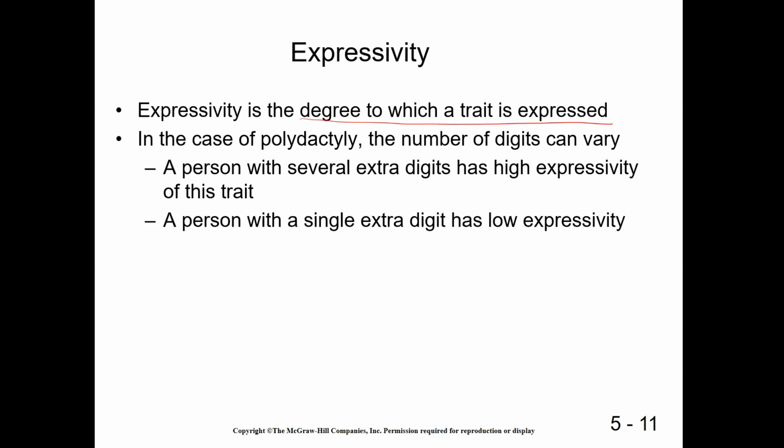The individual can have several. The person with a single extra digit that is not fully functional would be considered low expressivity. An individual with 2 extra digits that are functional would be high expressivity. So expressivity is the degree to which the trait is completely expressed. Penetrance is the proportion of the population that show the trait. I can already tell you that on the exam, you should know the difference between expressivity and penetrance.